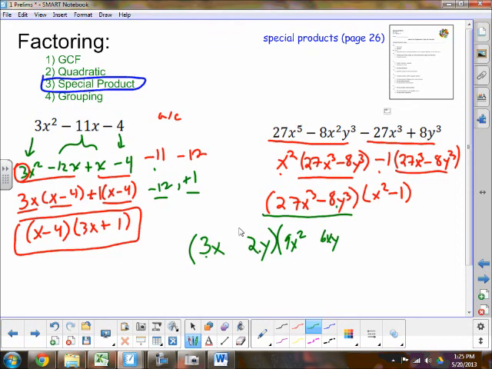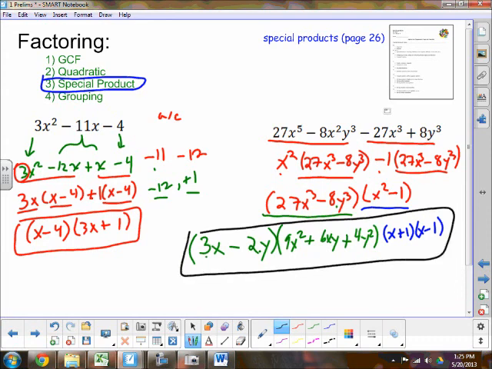My first term squared is 9x squared. My two terms multiplied together would be 6xy. And my last term squared is 4y squared. Then my signs, same, opposite, always positive. My second term can also factor. It's a difference of two squares, so we'll factor to x plus 1, x minus 1.